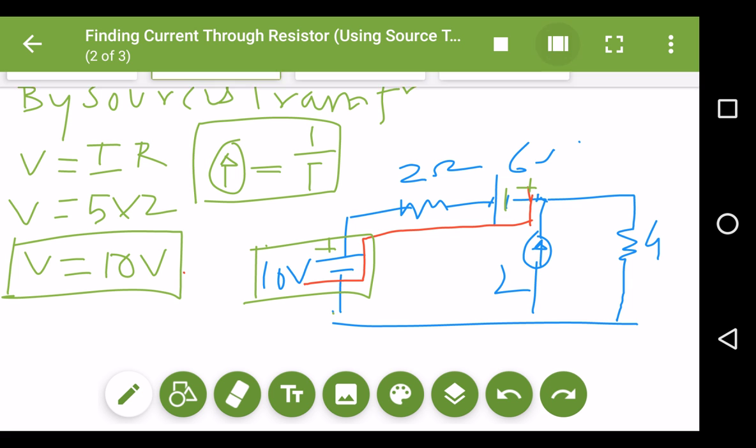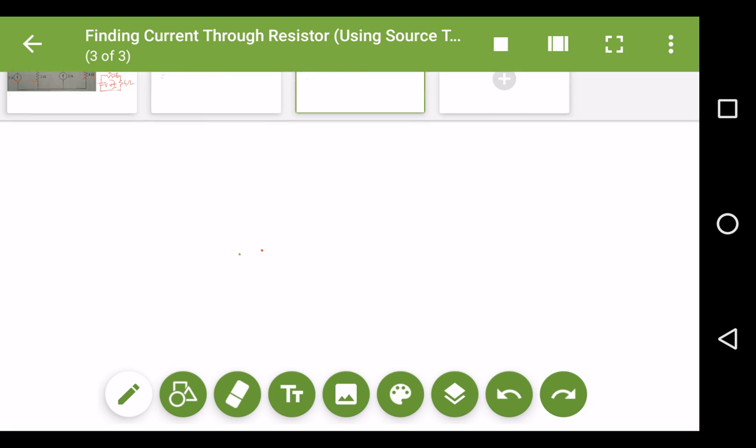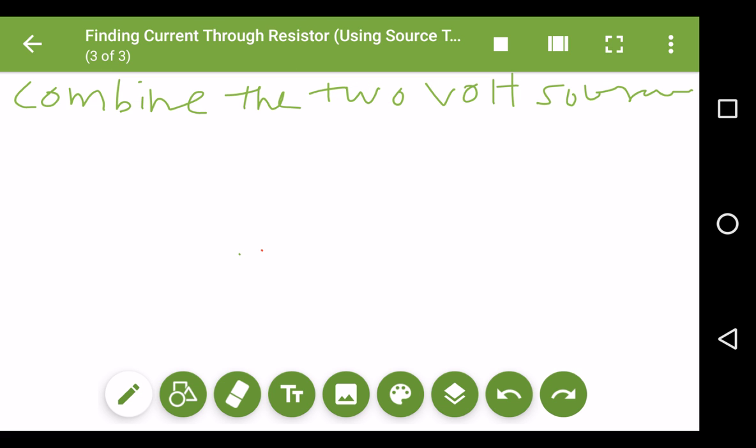Okay, what this means is that you know while we add or subtract the voltage, it is on the basis of the direction of positive and negative terminals. So simply the combined voltage source will become plus 10 minus 6.